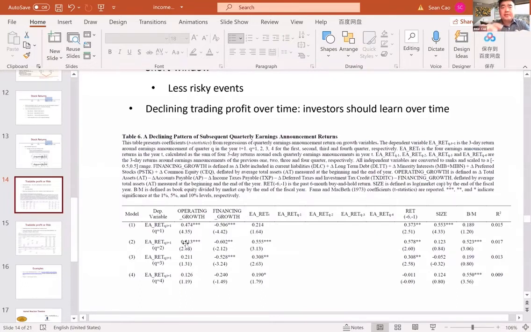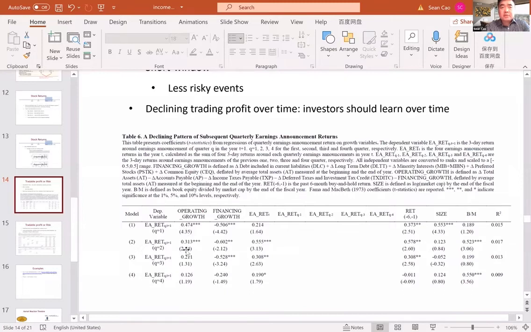But going back to my earlier points, if it's skills, if you know something other people don't know, the pattern should disappear. So the idea here is if you know operating growth is good, but other people don't know it's good, then either you have the theory, or you can use other variables to predict the next earnings announcement.